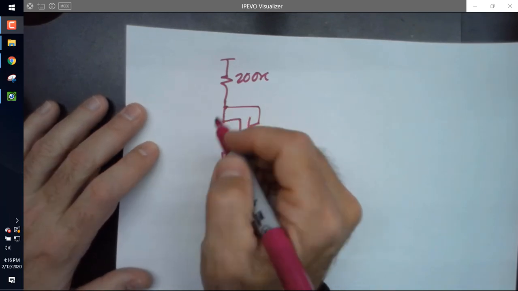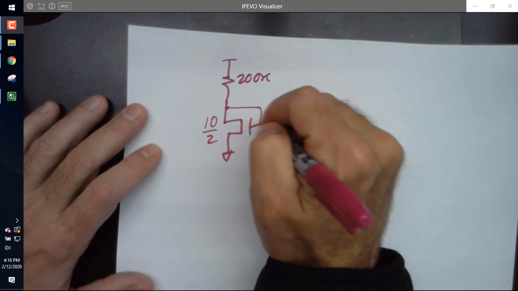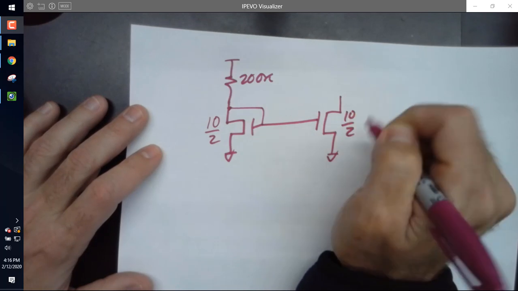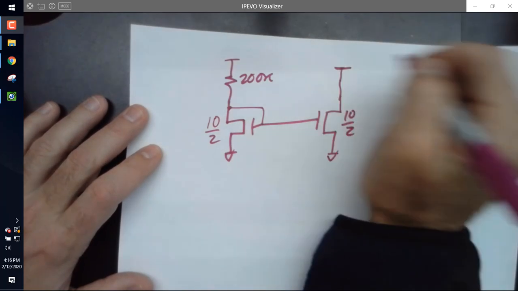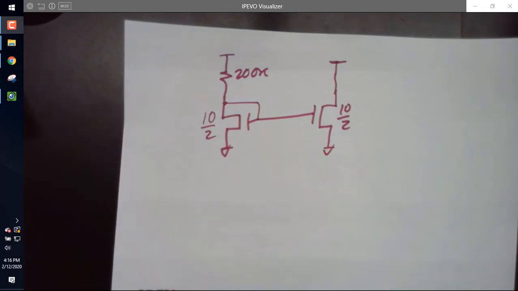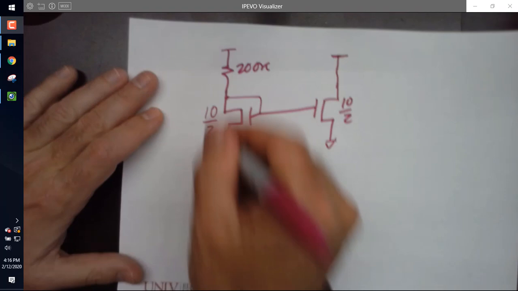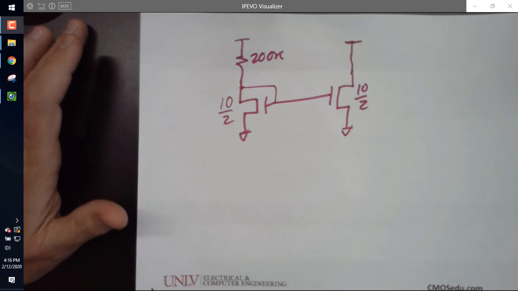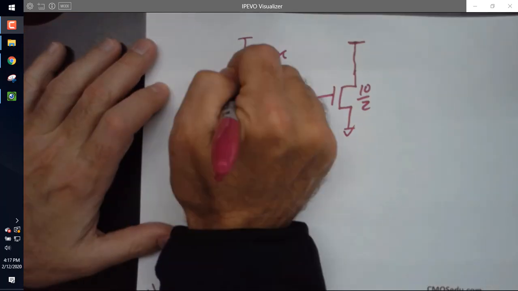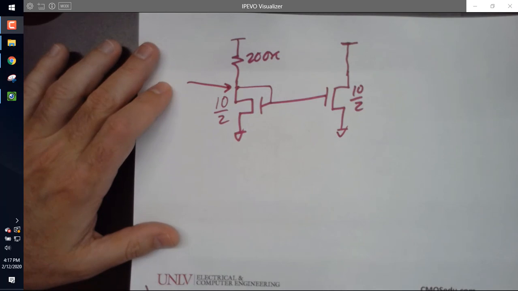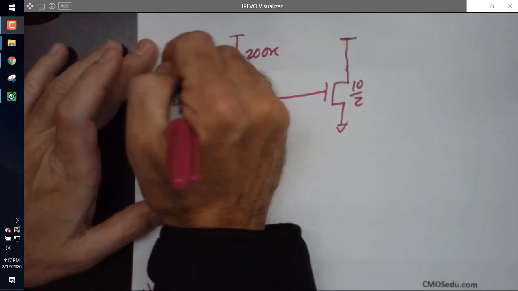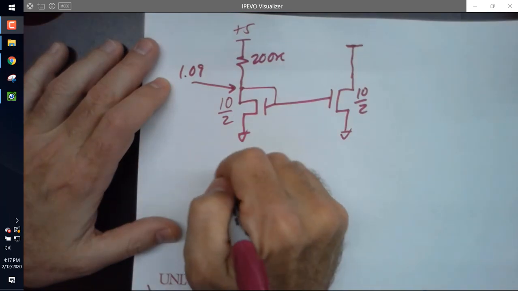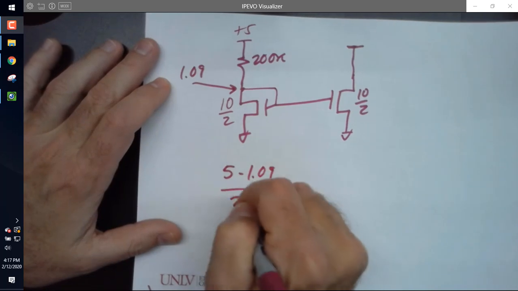10 over 2. And let's mirror that over here. And why don't we just go ahead for the sake of simplicity and make that a 10 by 2. And let's drive this up to the power supply. And then let's ask, how do I calculate the current here now? 5 minus 1.09, all over 200K.